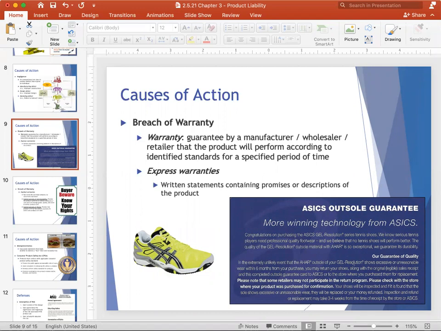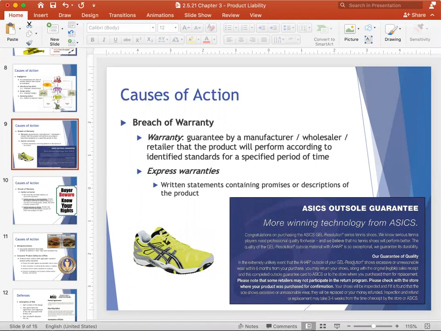So looking at the example on this slide, here is an Asics shoe, and here's an example of an express warranty. Now, often you'll see language such as guarantee, warrant, promise, but it's not necessary. It just indicates the quality of the product, which you can read here, how it should be used, how long it should be used for. For 6 months from your purchase, the warranty will last, and it just gives some additional details about the responsibility of the consumer.